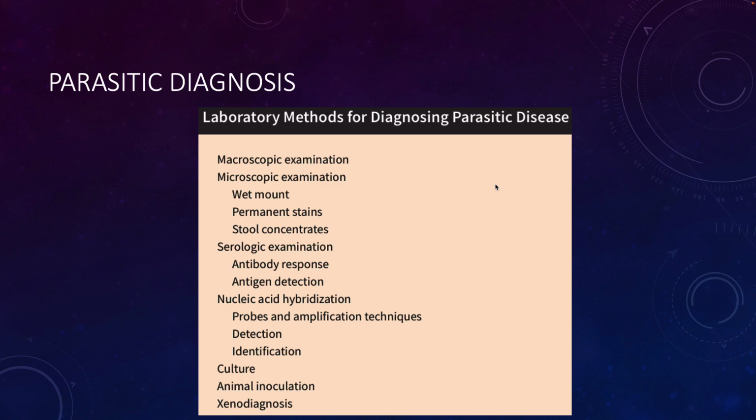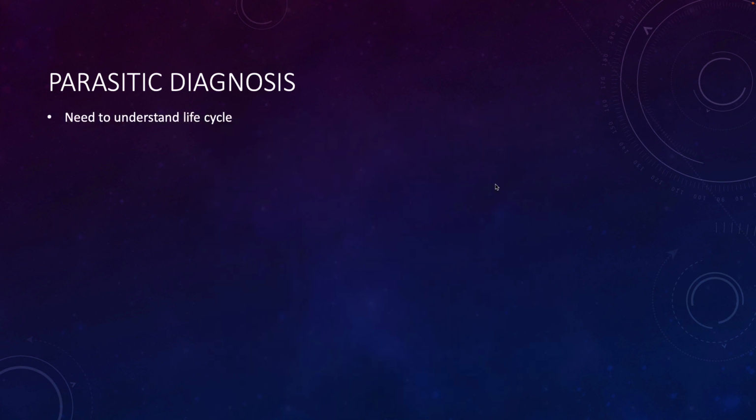with just your eyeballs. You can do microscopic examination, especially of blood or feces, looking for eukaryotic organisms. Sometimes serology works, nucleic acid testing. Culture is not terribly common, but can be done for some of the unicellular parasitic organisms, and using animal inoculation. In order to diagnose parasitic infections, it can be really important to understand the life cycle of the organism.